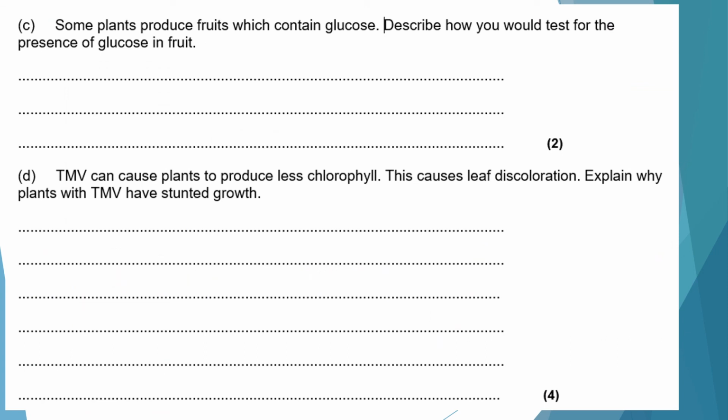Here's another couple of questions. Some plants produce fruits which contain glucose. Describe how you could test for the presence of glucose. So this is food testing from when you did digestion. And TMV can cause plants to produce less chlorophyll. This causes discoloration. Explain why plants with TMV have stunted growth. So just another one to show you. This is all just linking back to our photosynthesis stuff. Have a pause, see if you can answer these questions.